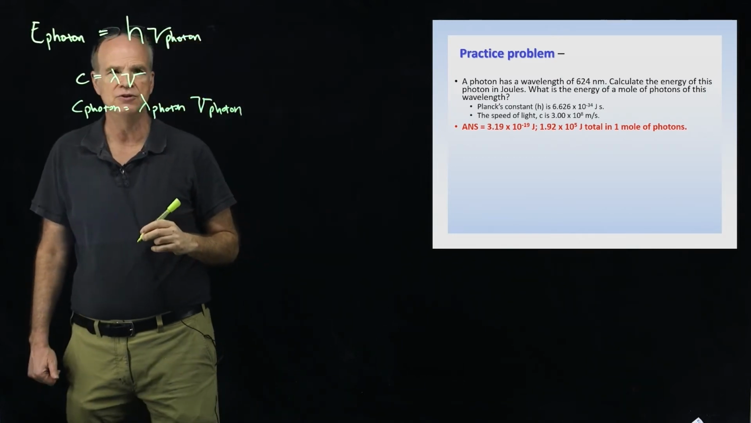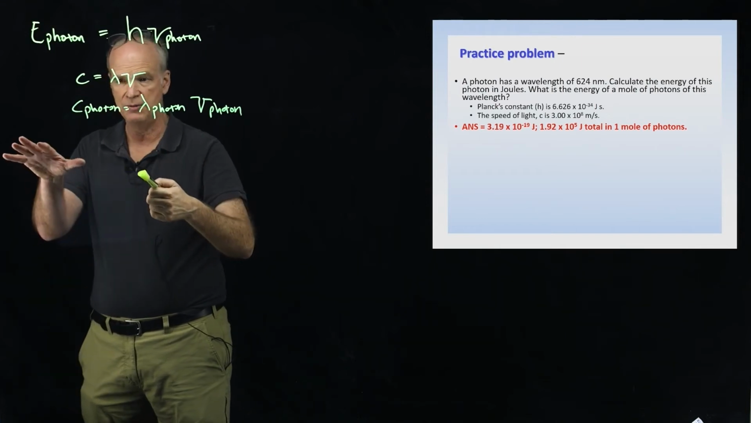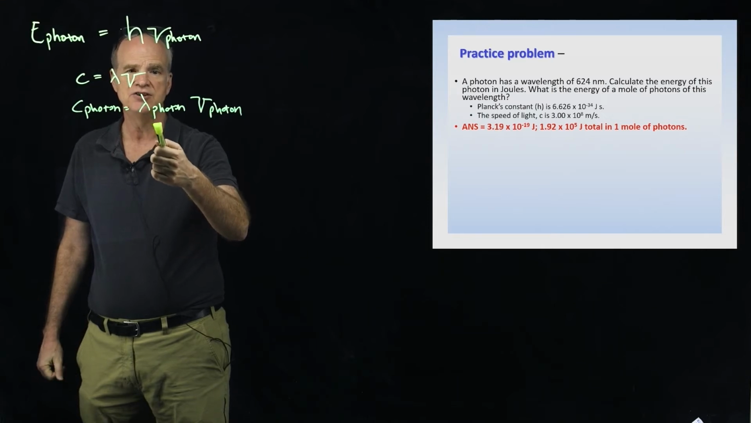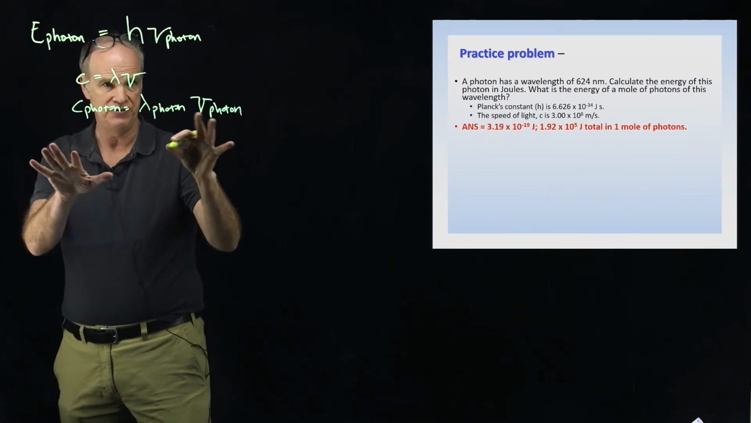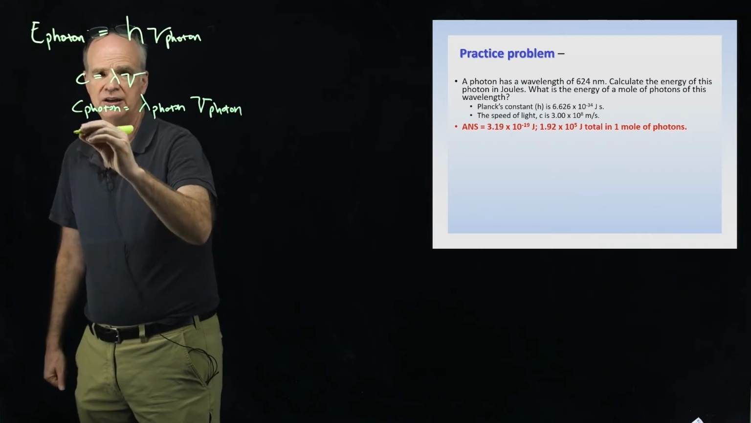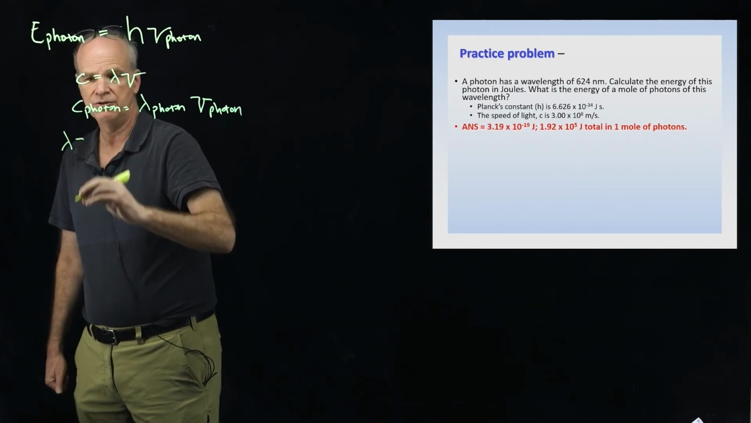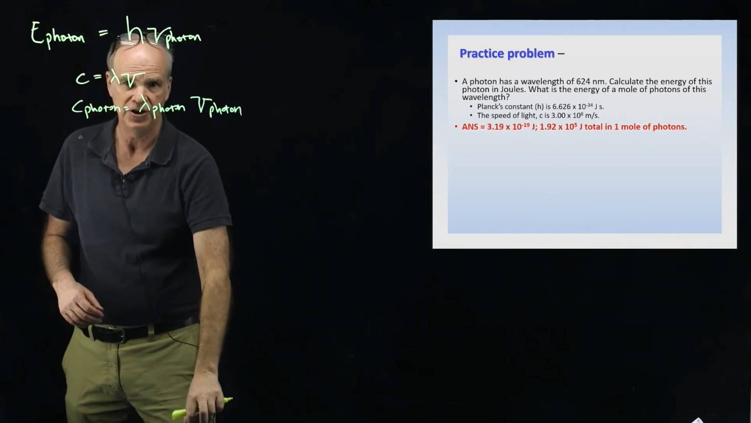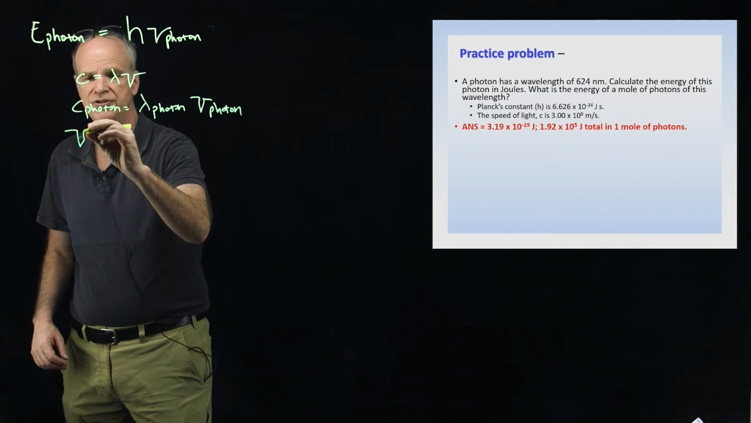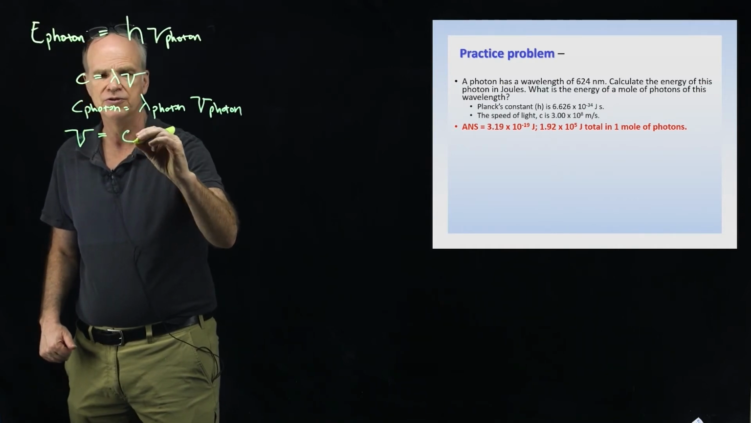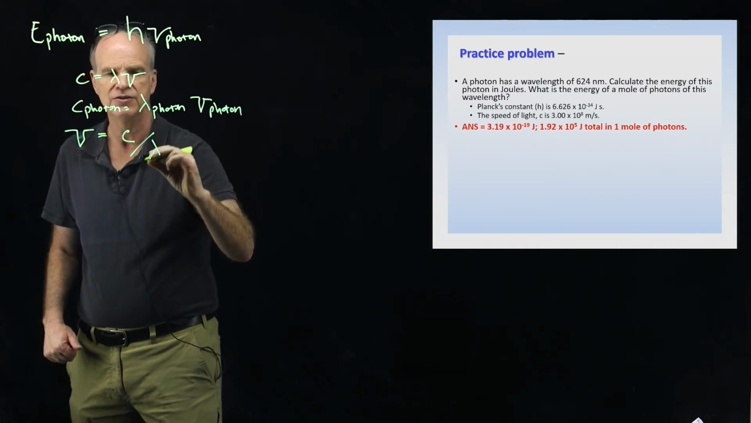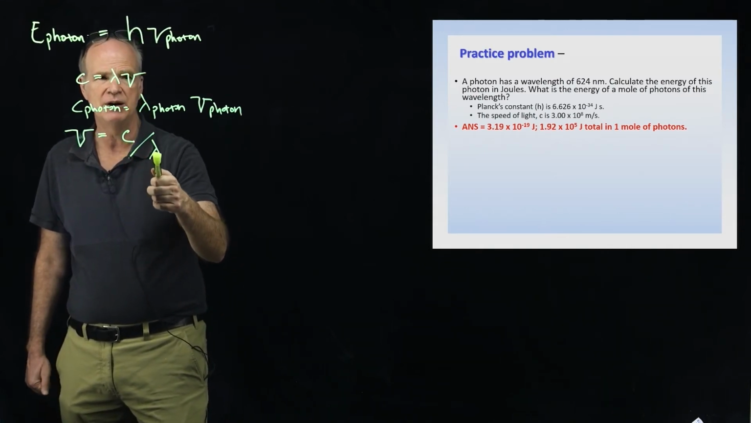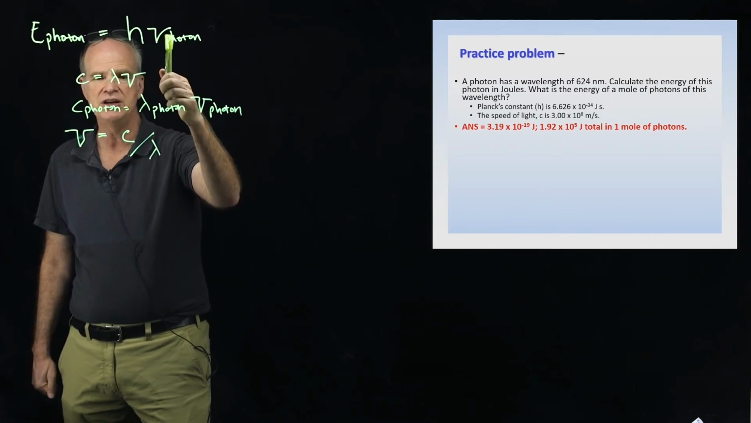So what we can do is, in this problem, we have wavelengths. And so let's go ahead and solve this equation. I'll just leave out photons to make things a little bit clearer. What we want to do here is solve for frequency. So frequency is equal to the speed of light divided by the wavelength. Now I can substitute c divided by wavelength for frequency in this equation.